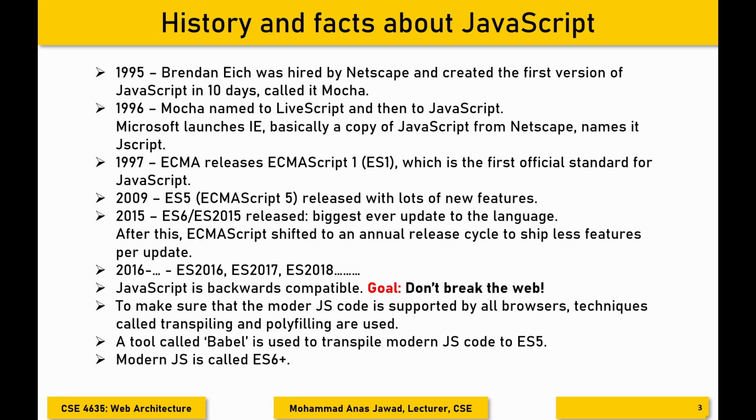So since ES6 has been released in 2015, we say that whenever we deal with modern JS, we are working with ES6 Plus, because it would be a hassle to call it ES2016, ES2017 every year, right? So instead of that, whenever we are working with modern JavaScript, we are basically working with ES6 Plus.